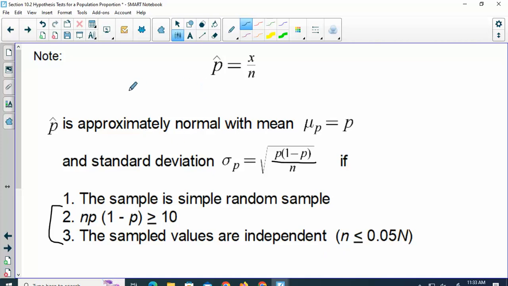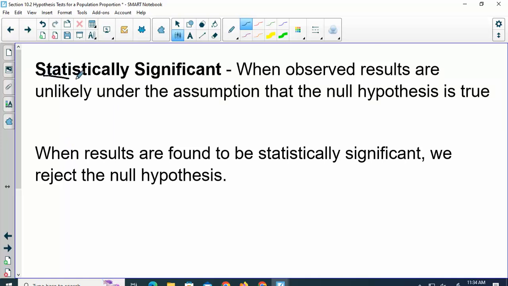When we are looking at these, we are basically going to find the probability of something happening, and we're trying to decide if it's significant or not. Statistically significant means our results would be unlikely if the null hypothesis is true. So we'll find the probability of something happening if the null hypothesis is true. If it's small enough, that means it's extremely rare, then most likely the null hypothesis is false.